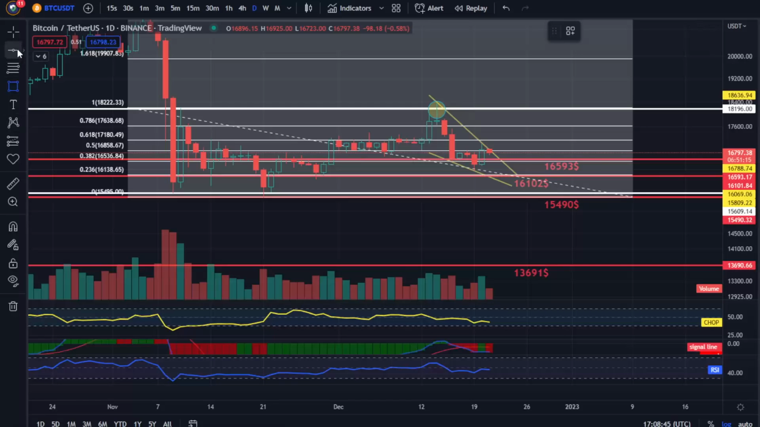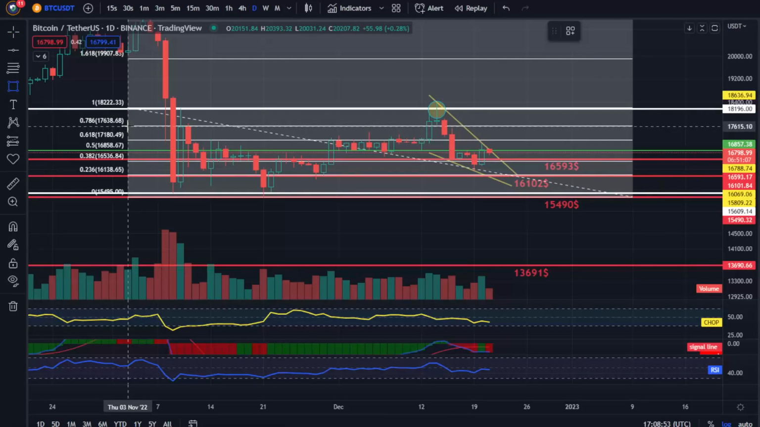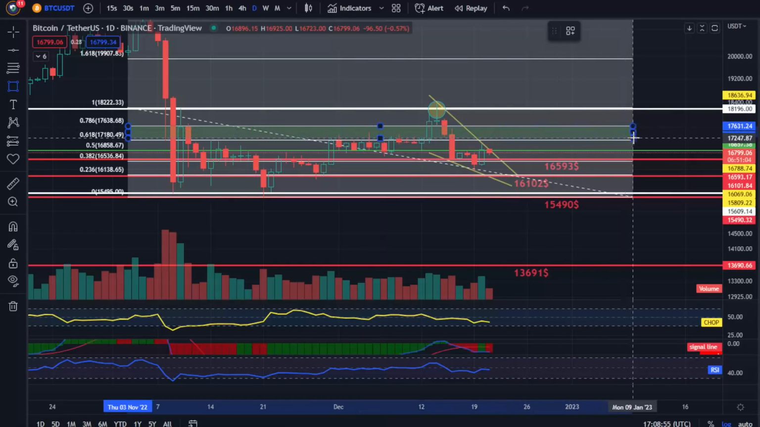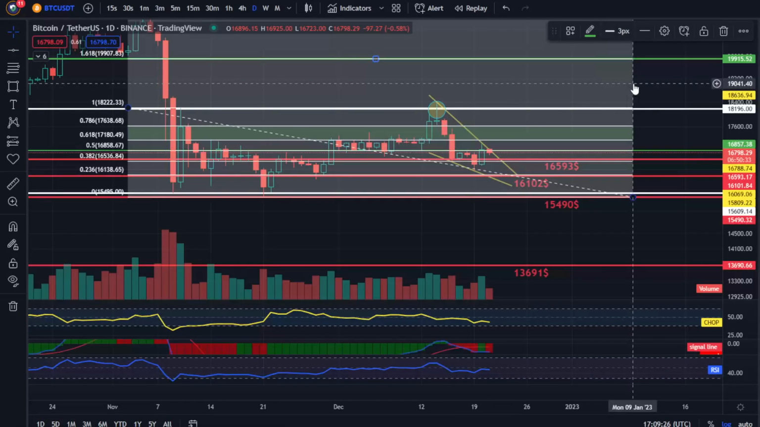But let's go back to the resistance areas, and we see that we have the first resistance at $16,857. Then we have a resistance zone from $17,185 to $17,631. When it is broken, the price will try to attack the top and exit the channel, which may open the way to around $19,916.